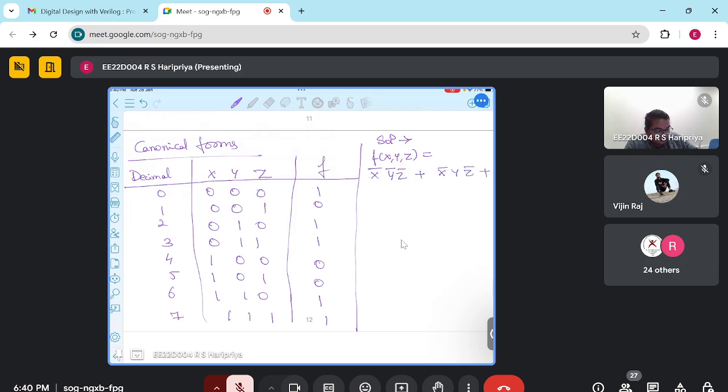So this is for 0, and this is x complement y, z complement for the decimal equivalent 2, next decimal equivalent 3, and decimal equivalent 6 plus decimal equivalent 7. So to represent this, we use summation 0, 2, 3, 6 and 7 whenever the function is 1.